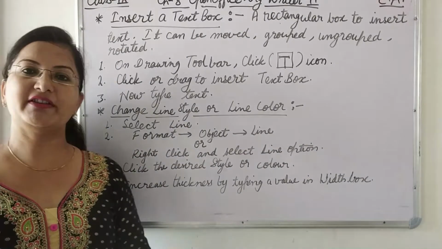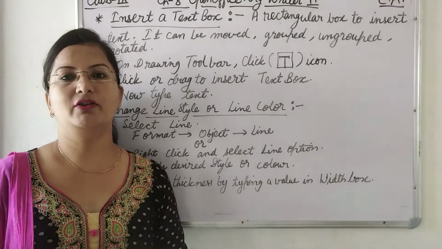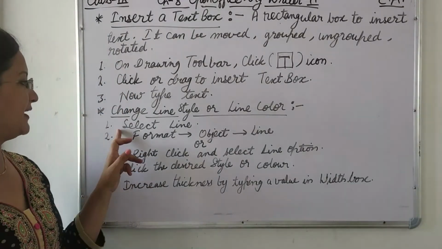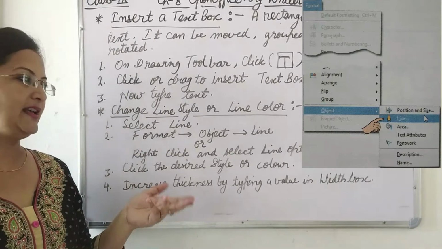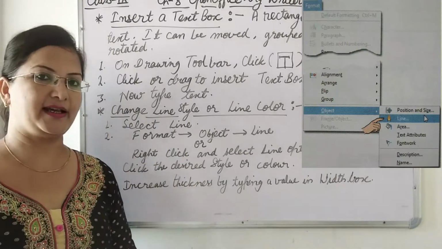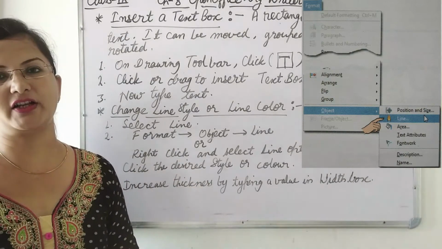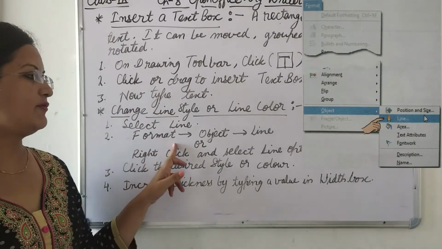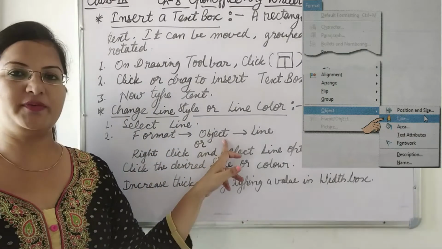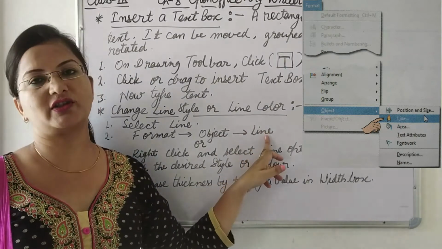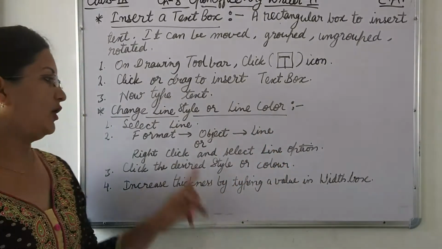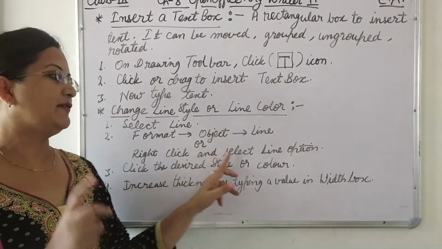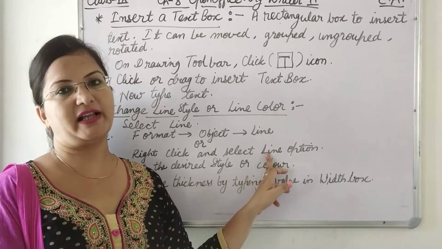Now, if you have inserted the line, then we will learn to change the style and color of the line. For that, you have to select the line, and again open the line dialog box. How to open the line dialog box? We have two options. Select the line, then click on format in the menu bar, then choose the object option, and from the submenu choose the line option. Or otherwise you can directly select the line, then right click. From the right menu you can choose the line option.